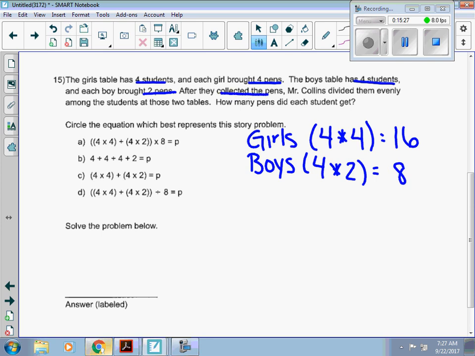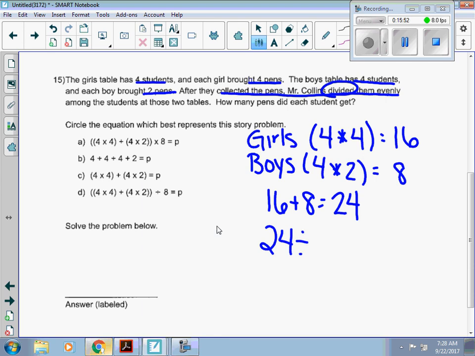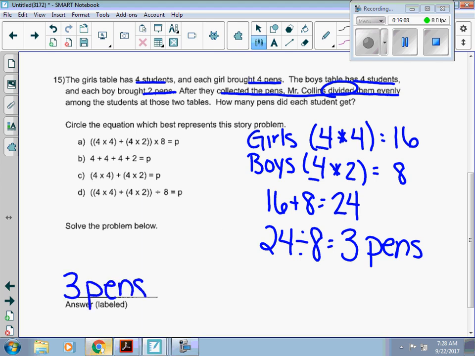Then they collected all the pens, and he divided them evenly. Well, then I need to figure out how many I had, so I need to add my girls' amount and my boys' amount. So they had 24, and then it says I had to divide them evenly. So now I need to divide by all the students. Well, I had 4 girls and 4 boys, so I had 8 total students. So they each had 3 pens. And I like breaking down the problem like that because that's the way it makes the most sense to me. And I know my answer is they each got 3 pens.